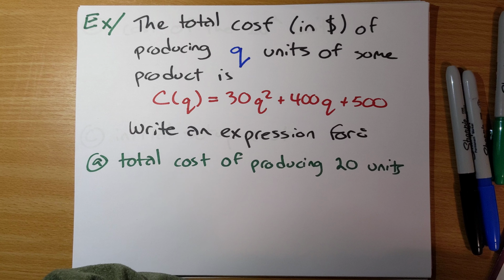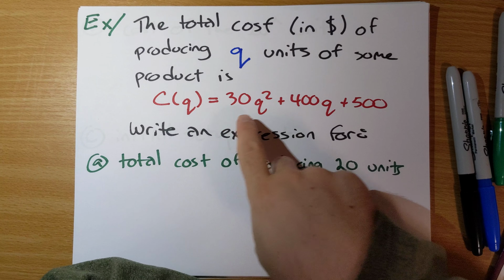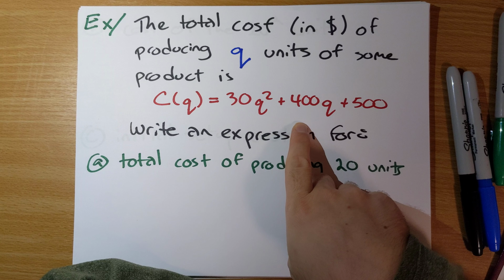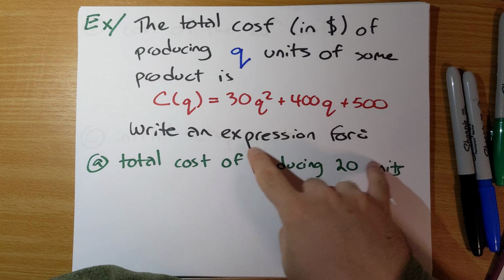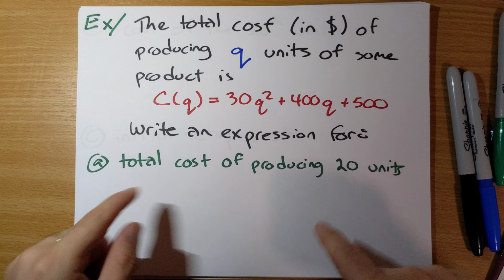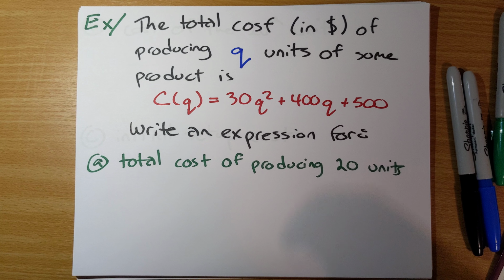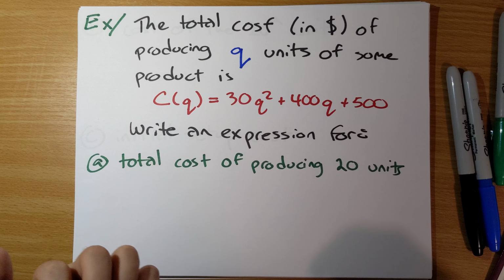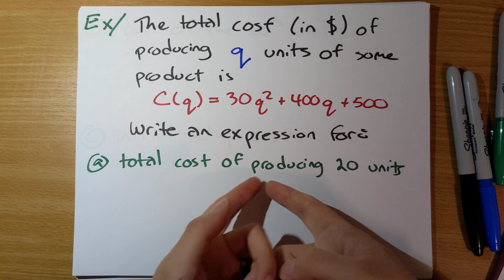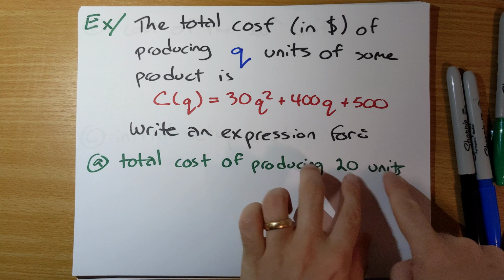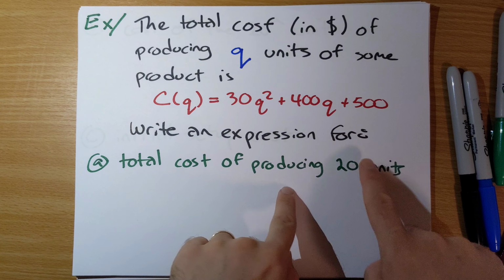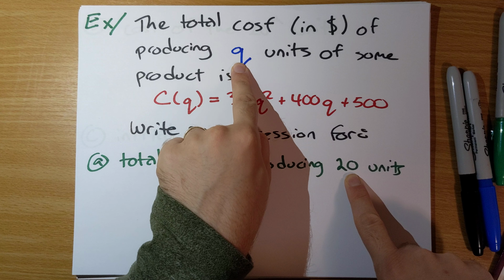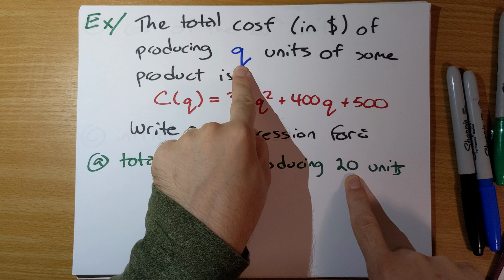So the total cost in dollars of producing Q units of some product is C of Q equals 30Q squared plus 400Q plus 500. So write an expression for, there's going to be one part here, 2 parts on the next slide, the total cost of producing 20 units. Well, that just is the total cost of producing 20 units. This up here tells us the total cost of producing Q units. So these are the exact same thing except that this has Q and this has 20.